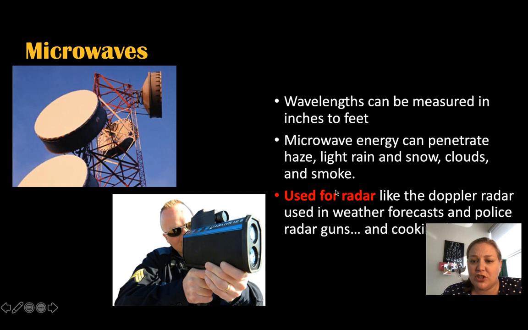Microwaves are also what's used for radar when the police radar guns are used to catch you speeding or catch your parents speeding, because I know you guys won't ever speed when you learn how to drive. And then also for cooking. So a microwave oven produces microwaves, and it is the microwave that actually interacts with the water particles in your food that helps heat it up.